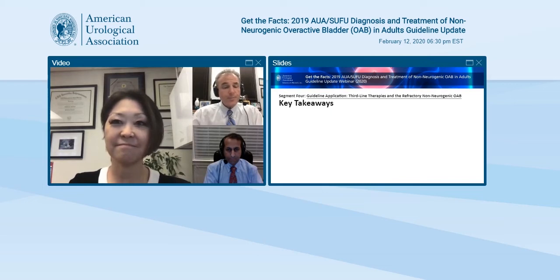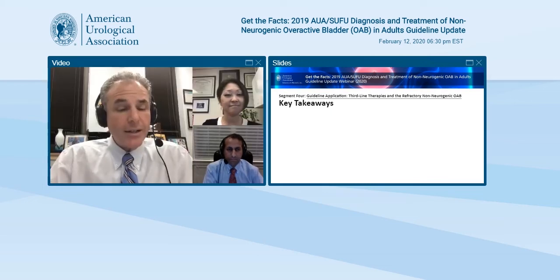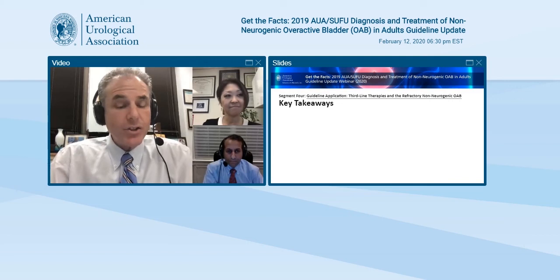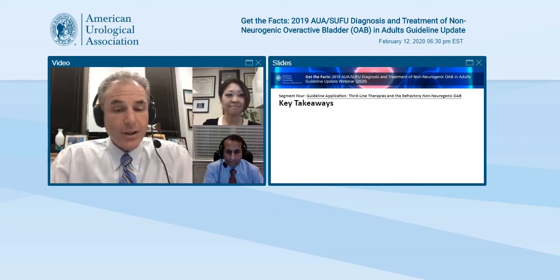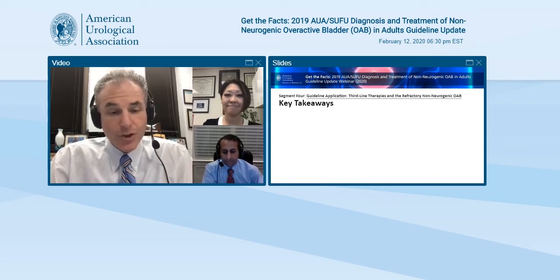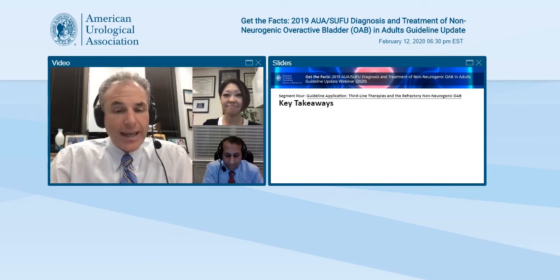Well, moving back to the guideline itself, the new guideline, there actually is a new category in the guideline, and the guideline authors termed this fourth line therapies, which includes urinary reconstruction, urinary diversion, augmentation, cystoplasty. Dr. Vasavada, why did the panel add this terminology?